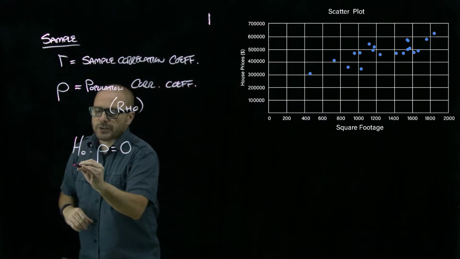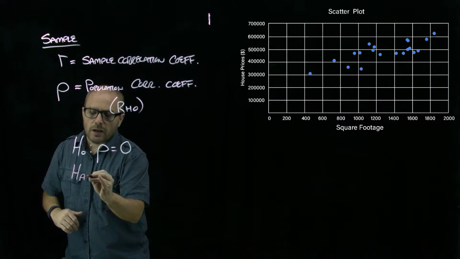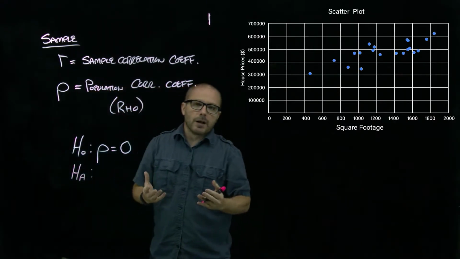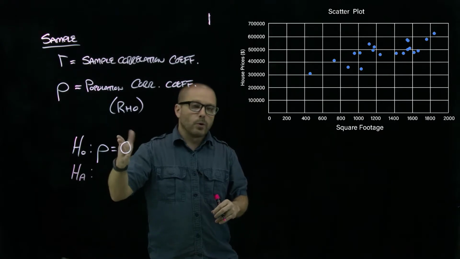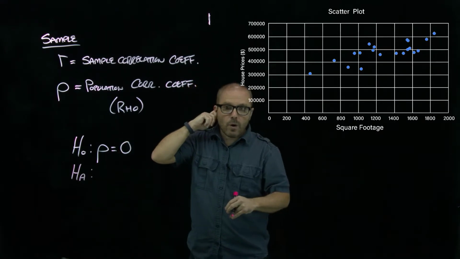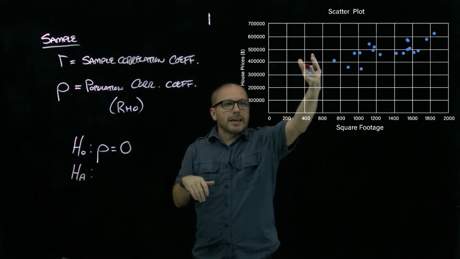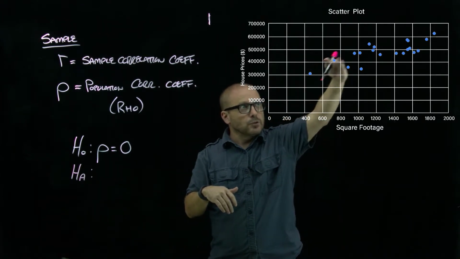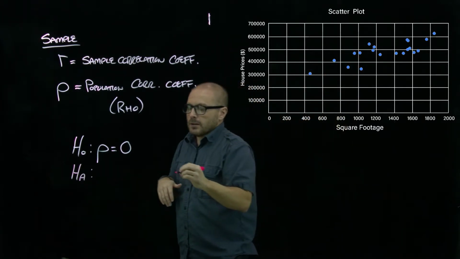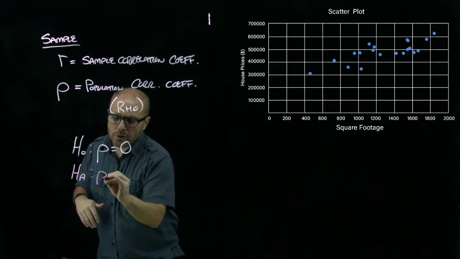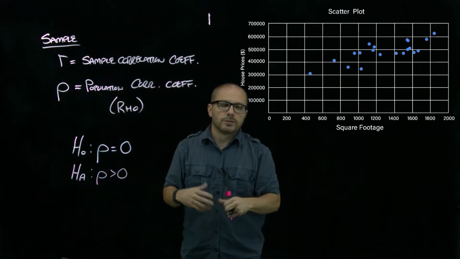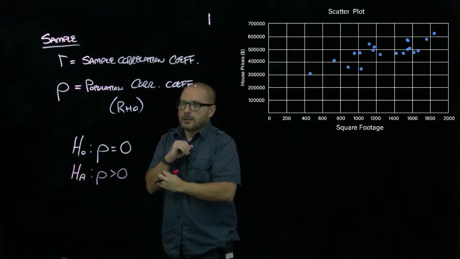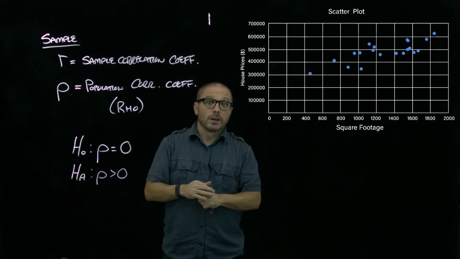And so then our alternative, we could set this up a couple of ways. We could just do a very conservative test of, is rho not 0? Or if we wanted to, as we're looking at this scatter plot, the trend is positive. So maybe we would do for our alternative that, is it actually the case that rho is some positive value? So that's what we want to do.